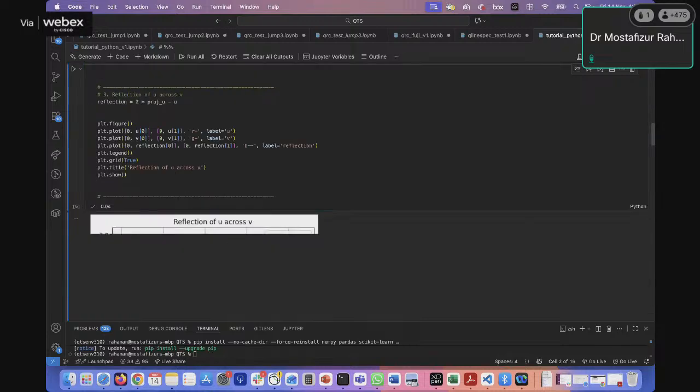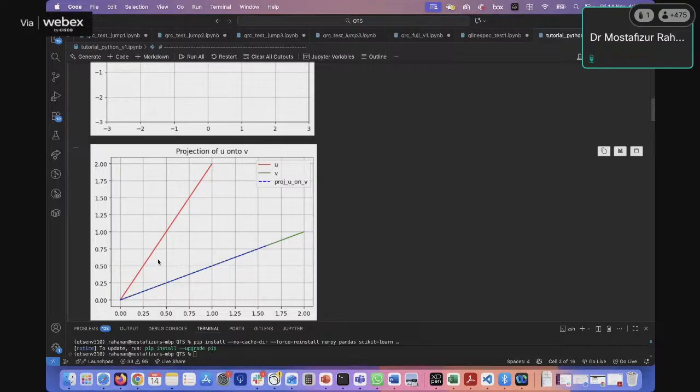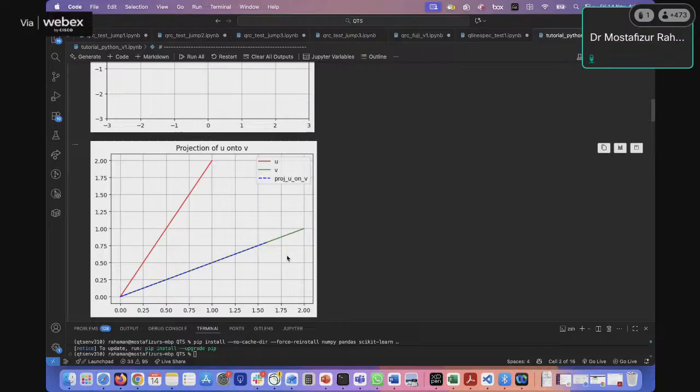If you plot these things, what we get is the original vector u, something like this. And v is the other vector, the green one, right? And when you project this u vector onto the green one, this is the projected part here, right? And this blue dot is basically the projector operator, and you can see it's a unit projector here, a normalized one, right? So this blue part on the green one is the projector shown here.